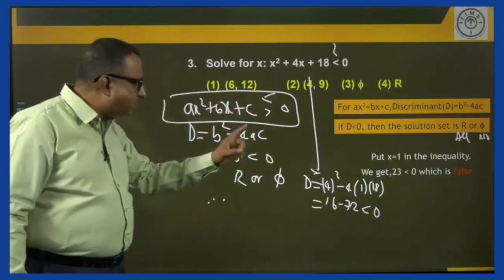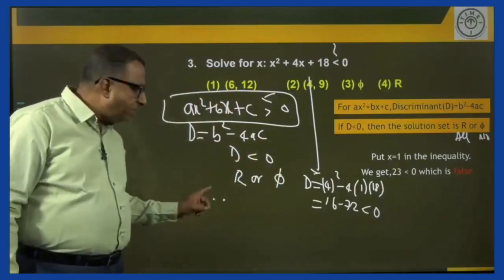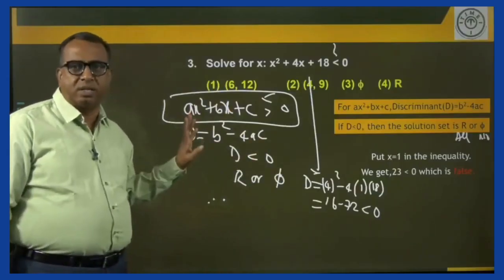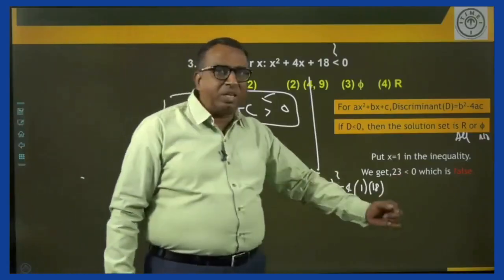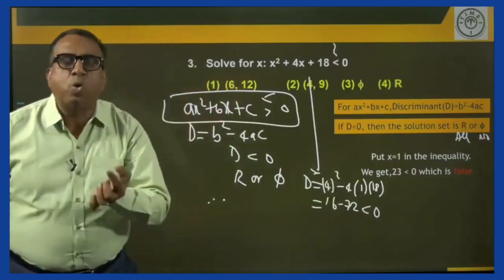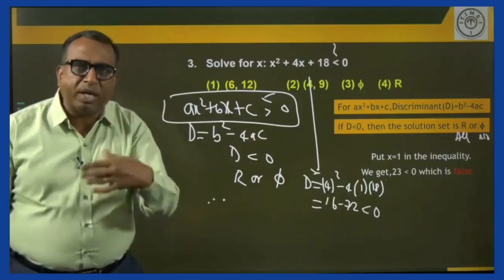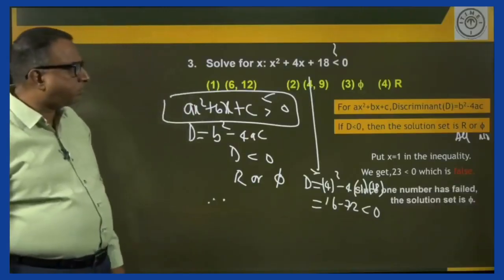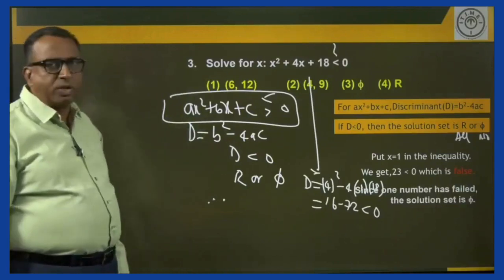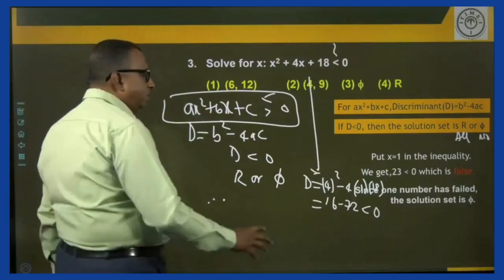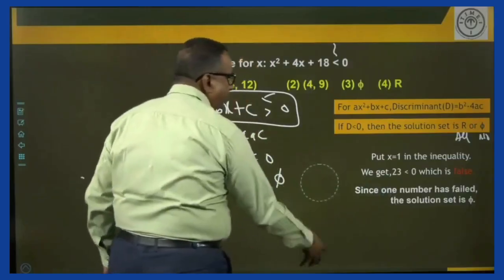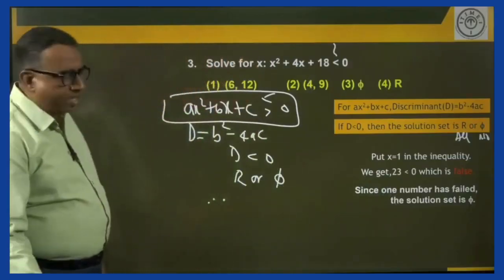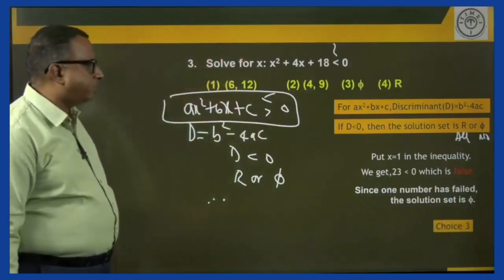ఇక్కడ ఏం చెప్పాము? Whenever discriminant is less than 0, either everything works or nothing works. You have seen a case where one particular number has not worked. ఒక number work కాలేదు కాబట్టి, empty set is the answer. Since one number has failed, the solution set is the empty set. So, you can take choice 3 for this.